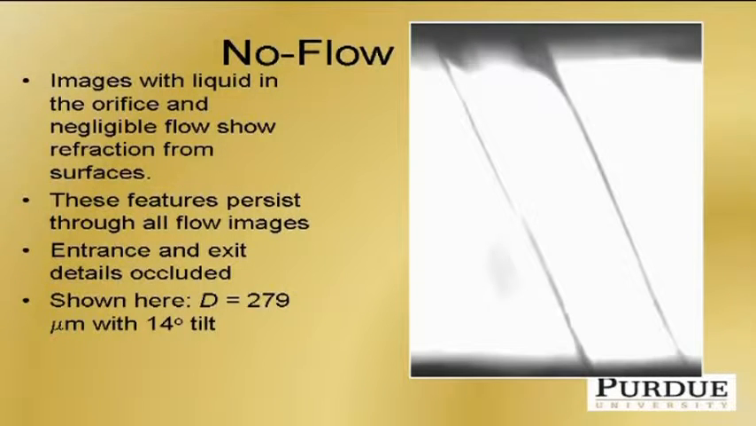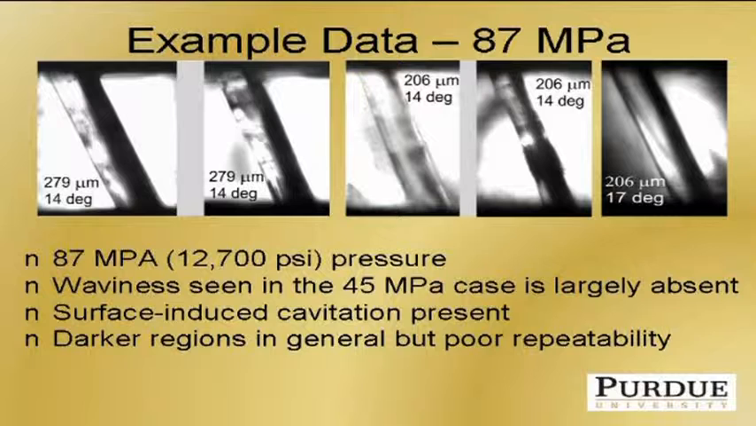There's an image of the hole with no flow. Okay, so the flow is going to be from top to bottom, and here's some examples of all kinds of things going on inside the orifice. So anything that's black here that was not black here is something going on in the flow that scatters light out of the lens of the camera, which would be a liquid-vapor boundary. Okay, so this is only at 87 megapascal.